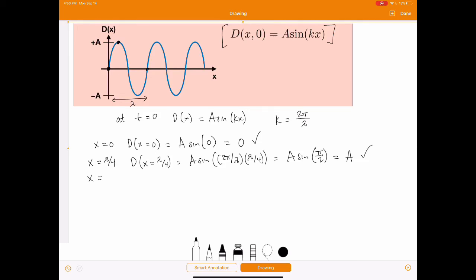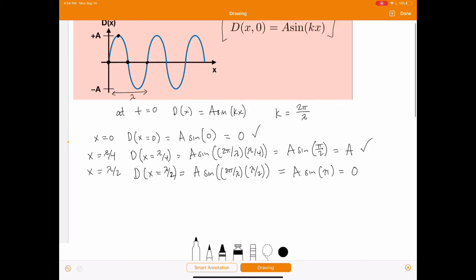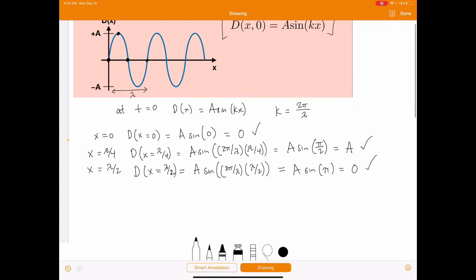So what if we say x is equal to lambda over 2? So half of a wavelength. Now we're over here. And according to our function, if I plug in half of a wavelength, lambda over 2, I'm going to get A times sine of k, which again is 2 pi divided by lambda, but now I have lambda divided by 2 for x. So I have A times sine of pi, which gives me 0. According to the graph, again, right here at half a wavelength, we're at displacement of 0. So that also works.